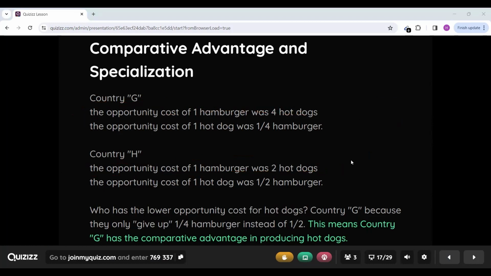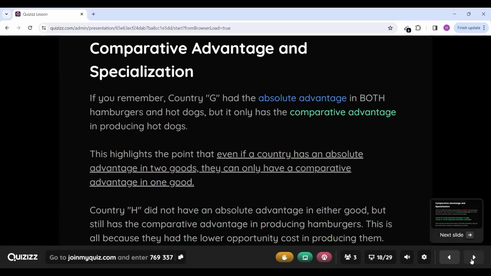And then who has lower opportunity costs for hot dogs? Country G, because they only give up a quarter of a hamburger instead of half a hamburger. This means that country G has a comparative advantage in producing hot dogs. So if you remember, country G had the absolute advantage in both hamburgers and hot dogs, but it only has a comparative advantage in producing hot dogs.